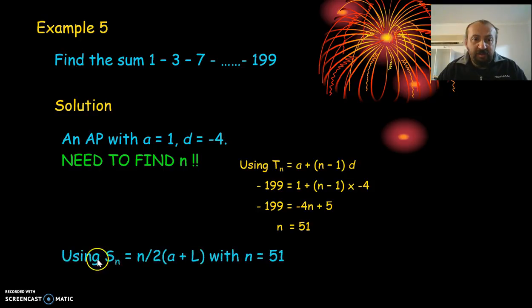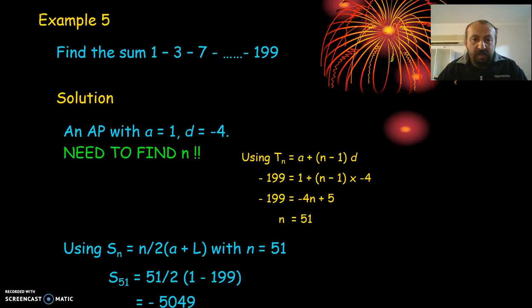Now we need to find the sum. So S equals n over 2 times a plus L, with n equals 51. Why have we got an L there? That's a bit strange. L is simply the last term. And we get the sum comes to that, which I'll just move down for you, and that comes to 5,049.